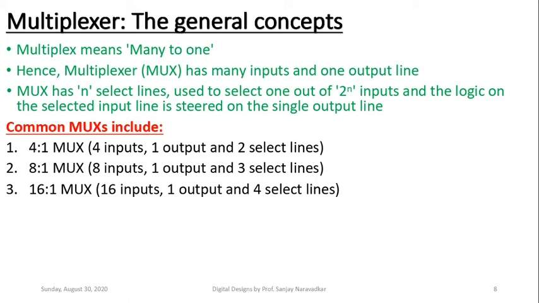The second multiplexer quoted here is the 8 to 1 multiplexer: 8 inputs, 1 output and 3 select lines required here. Using those 3 select lines, the number of possible inputs will be 2 raised to 3, that is equal to 8. And then the third common multiplexer is the 16 to 1 multiplexer: 16 inputs, 1 output, and obviously 4 select lines would be required here.